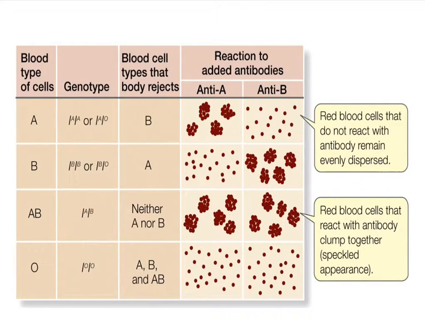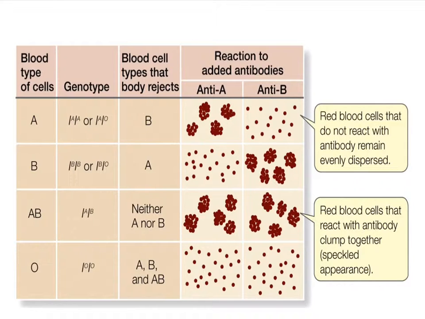This chart is also saying the same kind of thing. It's showing what happens during the reaction with the antibodies. It also gives you the genotypes possible. So blood type A can be homozygous, which would be IAIA, or heterozygous, which would be IAIO. Blood type B can be homozygous, which is IBIB, or heterozygous, which is IBIO. For blood type AB, there's only one genotype you'll use for the genetic problems, that's IAIB. And blood type O is written as IOIO.